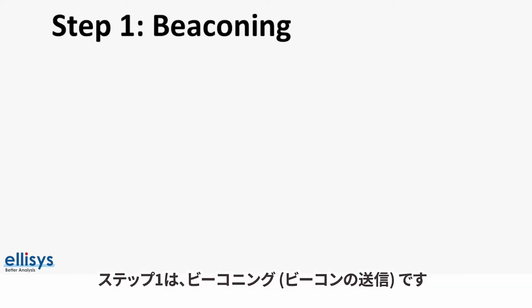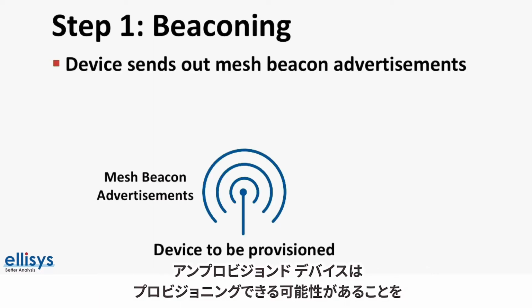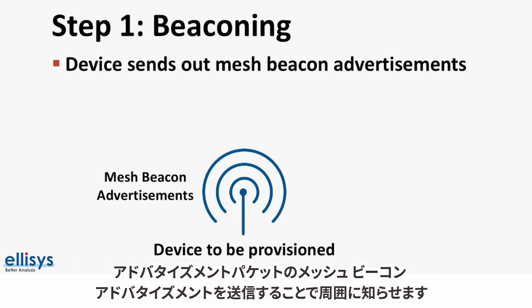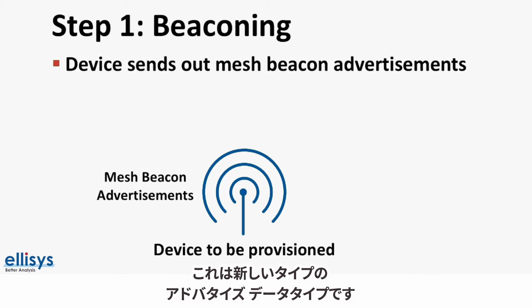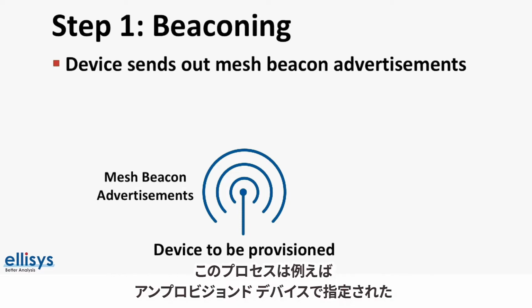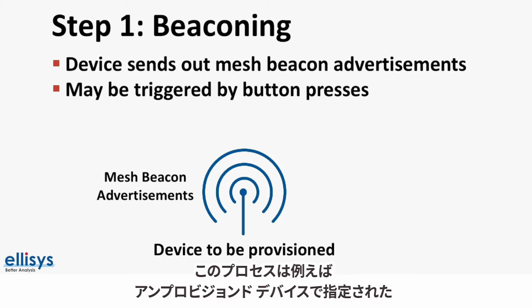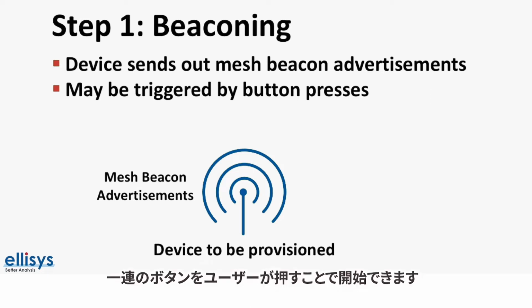Step 1 involves what's called beaconing, where the unprovisioned device announces its availability to be provisioned by sending the mesh beacon advertisements in the advertisement packets. This is a new type of advertisement data type. This process may be triggered via a defined sequence of button presses initiated by the user on the unprovisioned device.